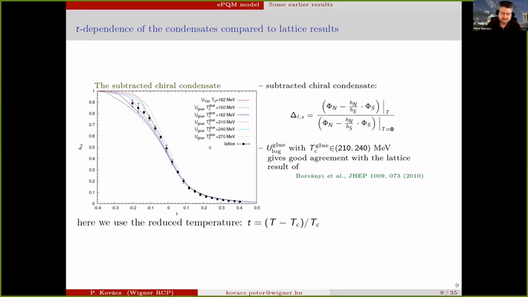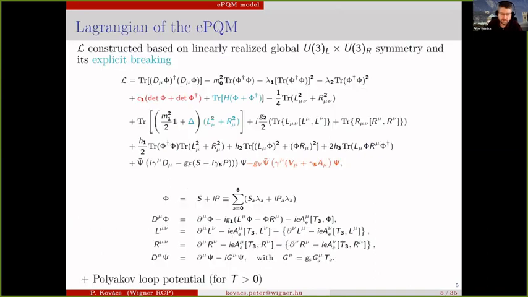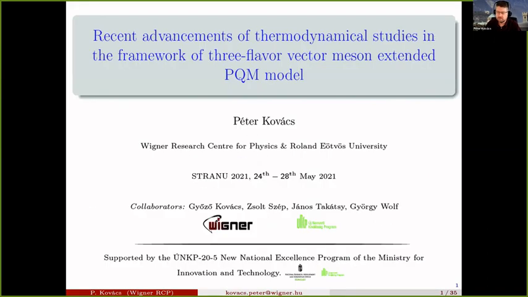First of all, I would like to thank Christian for inviting me to this nice conference. Today I would like to talk about some recent advancements in different thermodynamical studies. For this we use some effective models, which I am going to show. This is done with my collaborators.